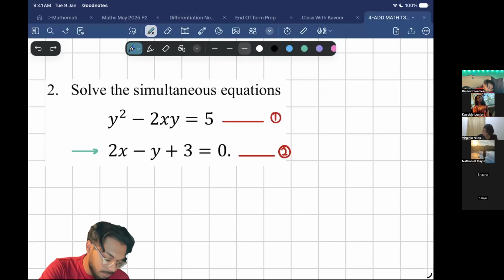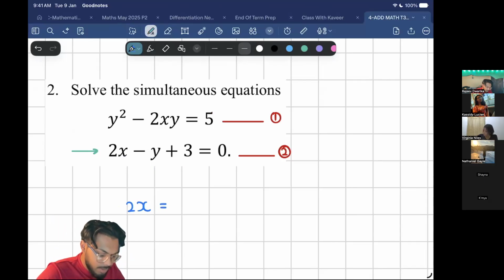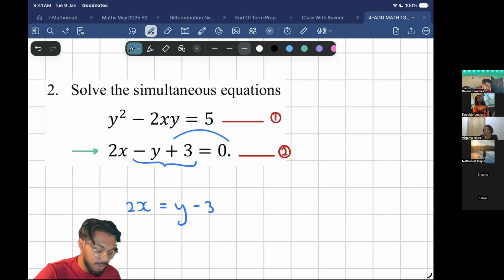Carry across 3 plus 3. So it will be 0 minus 3, and 3 minus 0. And you'll have, wait, 2x is equal to y minus 3. 2x is equal to y minus 3, that's what you're saying, right? Yeah, that's correct. So what did you do? You took the minus y and you took the 3 and you moved it across. So that minus y turns to positive y, and that positive 3 turns to negative 3. What do you want to do next?